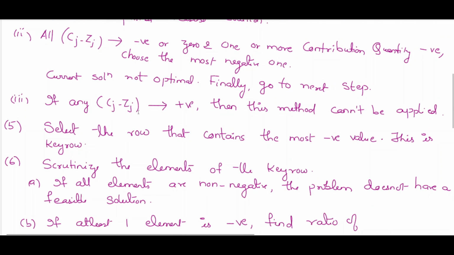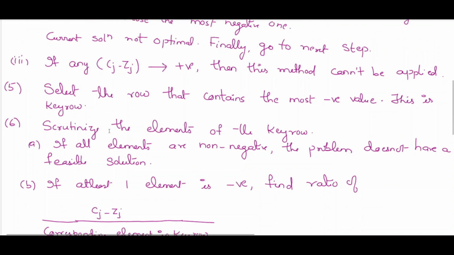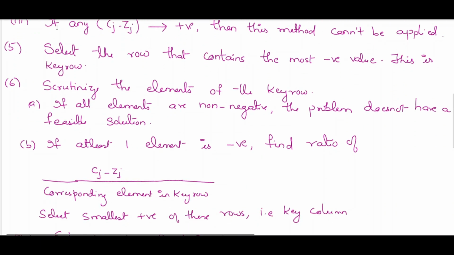The third condition is that if you compute Cj minus Zj and all are positive, then this method cannot be applied. So if you want to use this method, Cj minus Zj should be either all negative or 0. Then how to select the key row: select the row that contains the most negative value, that is your key row.